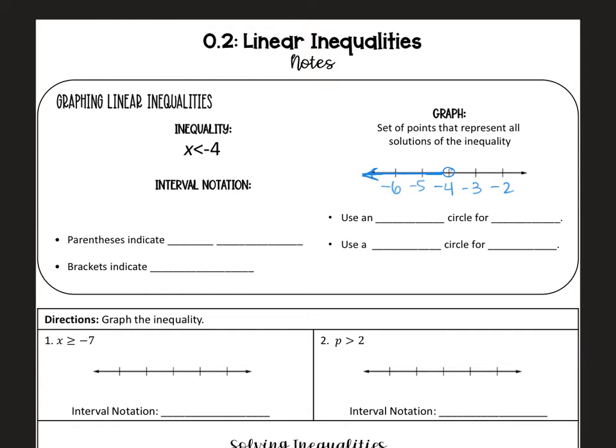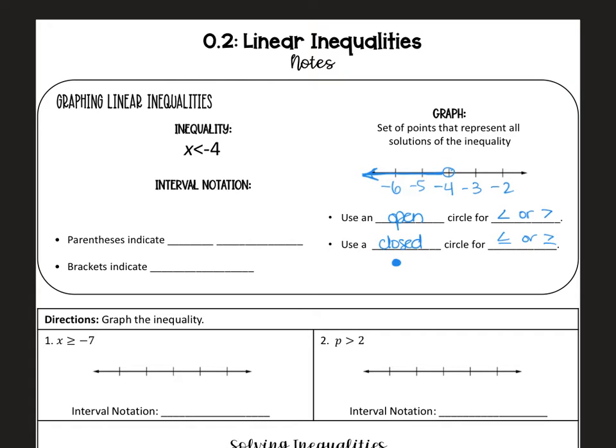All right, and so notice I used an open circle, and that's because it's less than. So you use an open circle for less than or greater than, and then you use a closed circle, so you would have just filled in that circle, for less than or equal to or greater than or equal to.